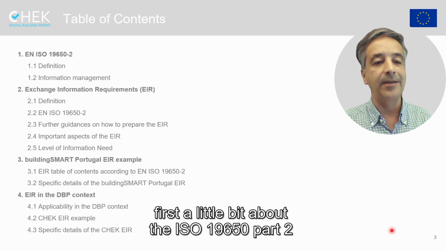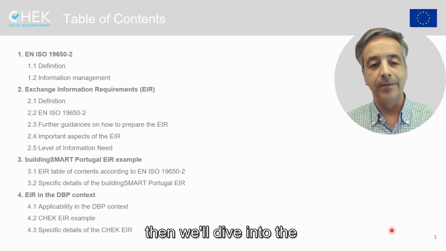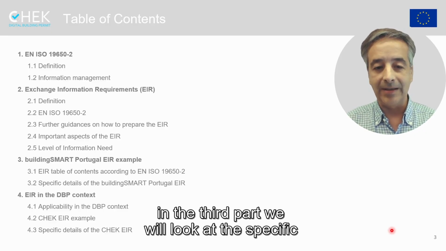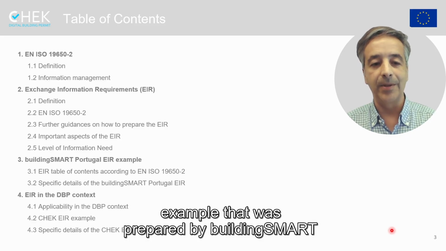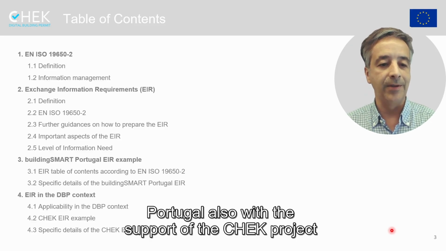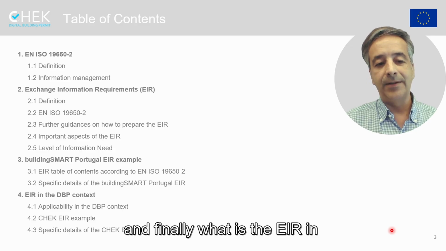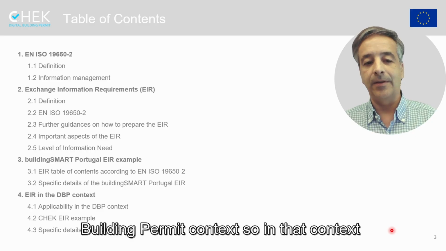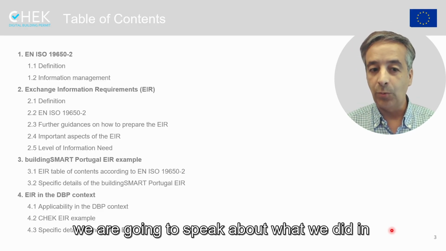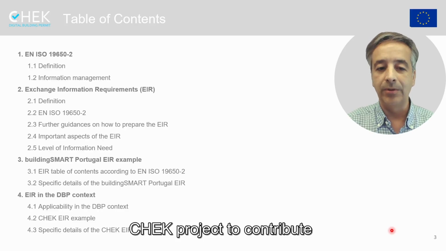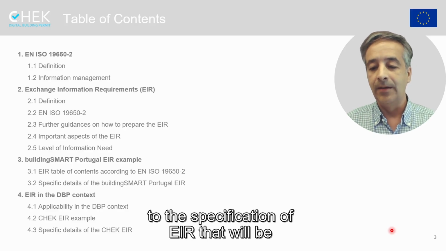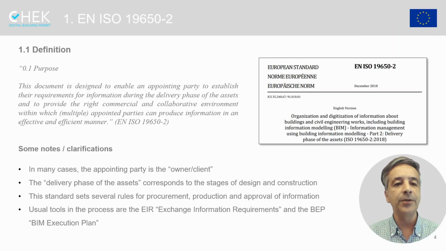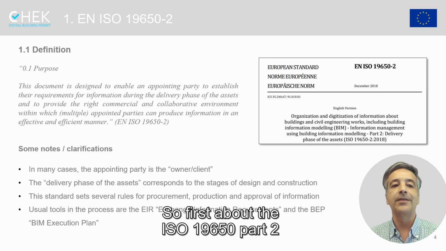So globally speaking, what we are going to speak about in this set of presentations is first a little bit about the ISO 19650 Part 2, then we'll dive into the exchange information requirements. In the third part, we will look at a specific example that was prepared by Building Smart Portugal, also with the support of the CHEK project. And finally, what is the EIR in reality about when you go into the digital building permit context. In that context, we are going to speak about what we did in the CHEK project to contribute to the specification of an EIR that will be apt for the digital building permit process, I mean, the submission.